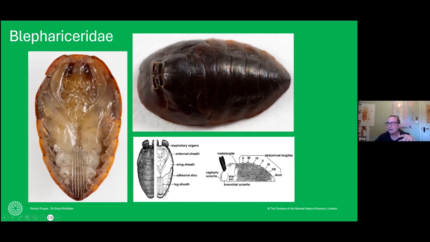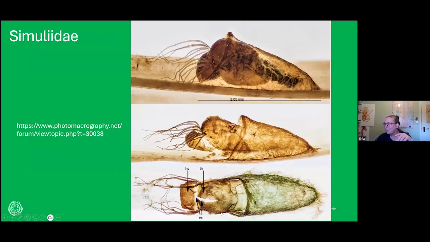But we have some funky stuff living in fast-running streams. Simulids, black flies. I mean, if you haven't seen a simulid larva, I don't know what you've been doing, but you need to go and see a simulid pupa. Now, there's about 35 UK species, and they live in the fast-flowing water where they can filter out particulate matter when they feed. And when they are fully fed, they construct this silken slipper-like cocoon on the substrate.